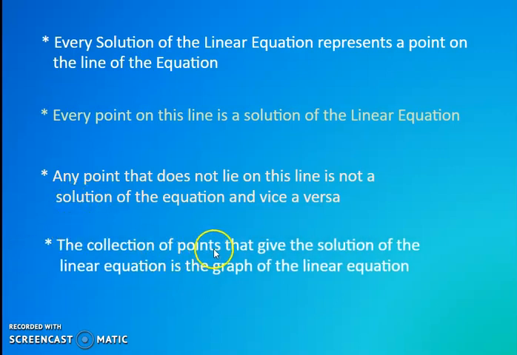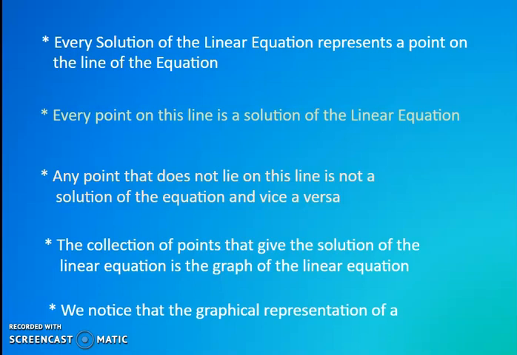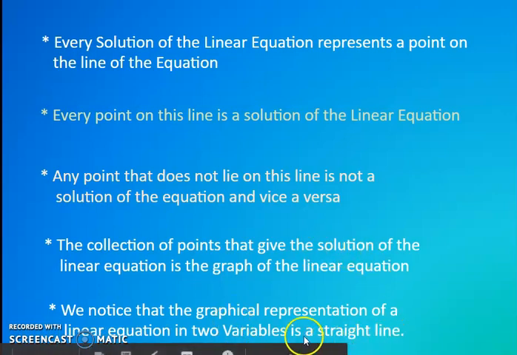The collection of points that give the solutions of the linear equation is the graph of the linear equation. So all such points which are solutions of the linear equation, if we join all these points, we get a straight line. Notice that the graphical representation of a linear equation in two variables is a straight line, right? So this is how you have to draw the graph of a linear equation in two variables, my dear students.